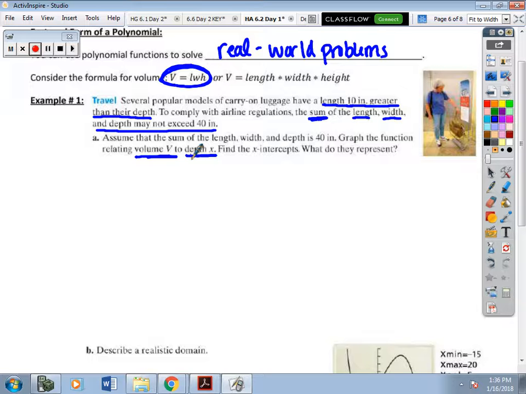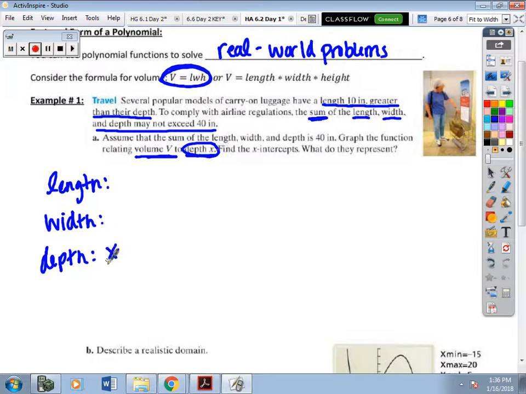All right, so we need to come up with representations for length, width, and depth. Variable expressions. They actually tell us one of them already. The depth is x. Now we need to come up with other representations that include x, that would be length and width.